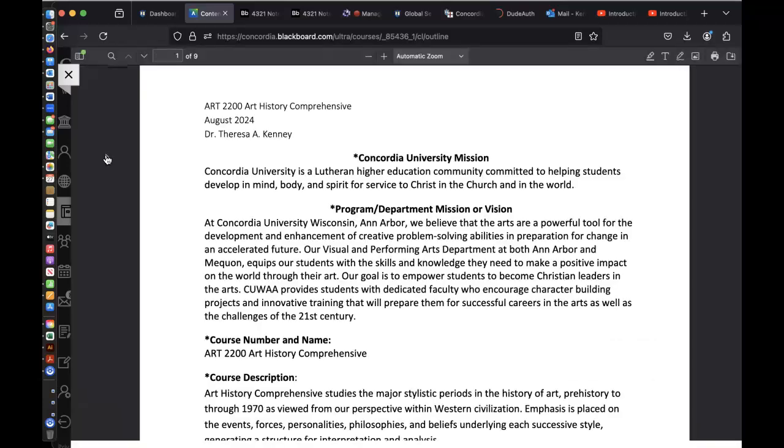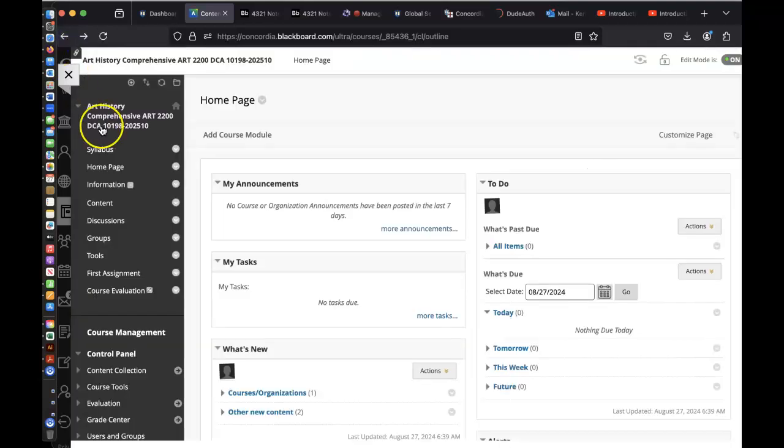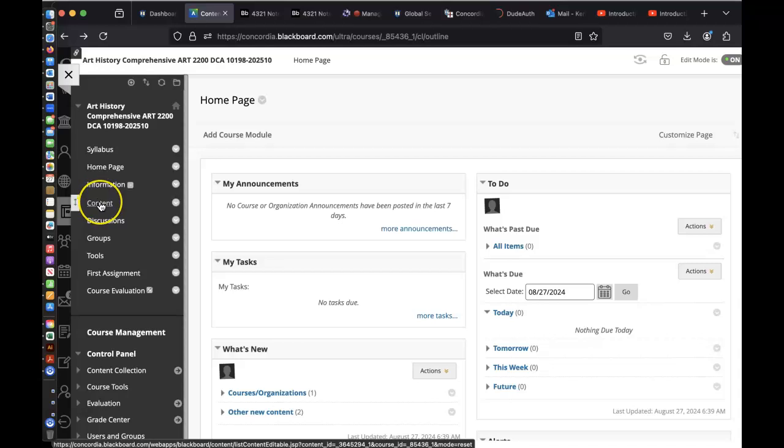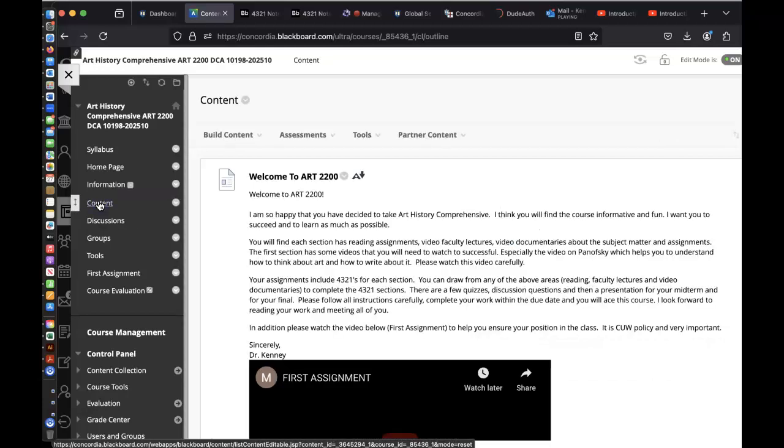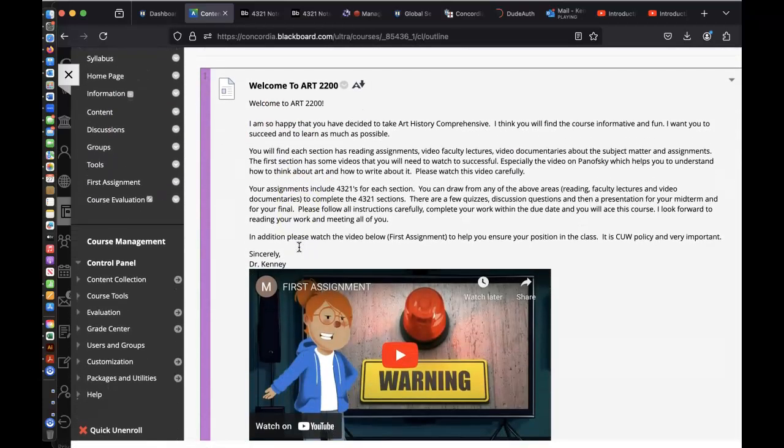If you're looking for the syllabus, it's right here at the top. Let's scroll back. The home page doesn't have a lot of information. It basically will have some tasks and announcements. Where you're going to find all of your data for this course is under content. So you're going to go to content, and there's your welcome letter.